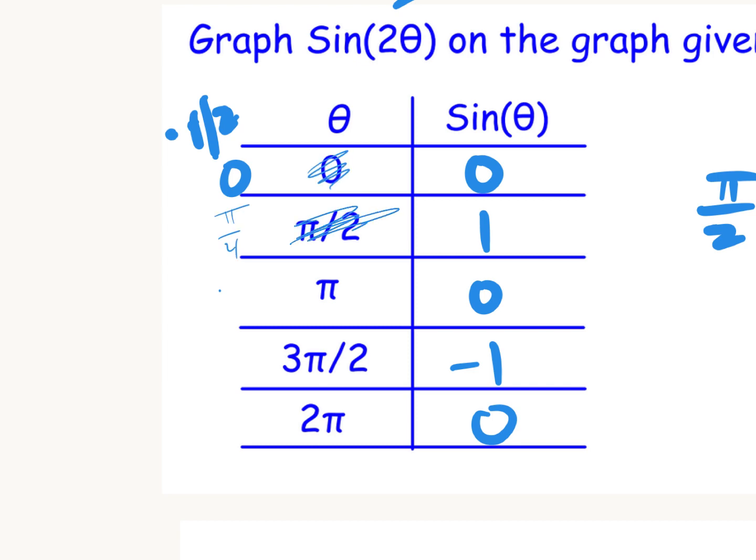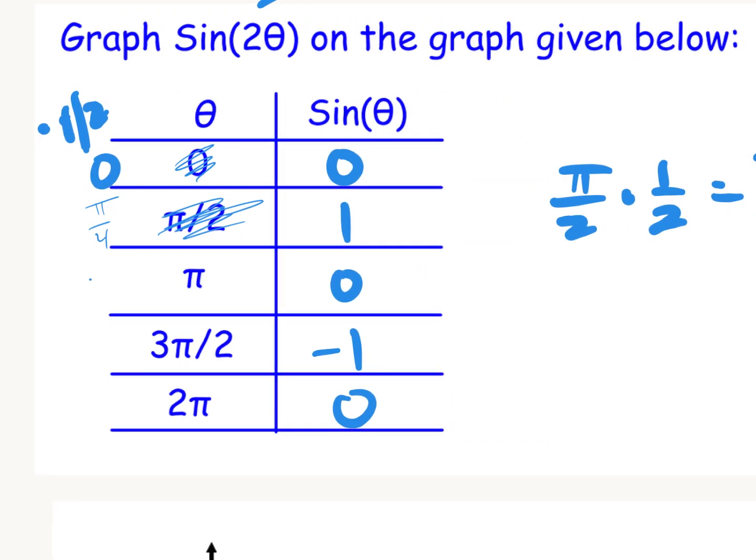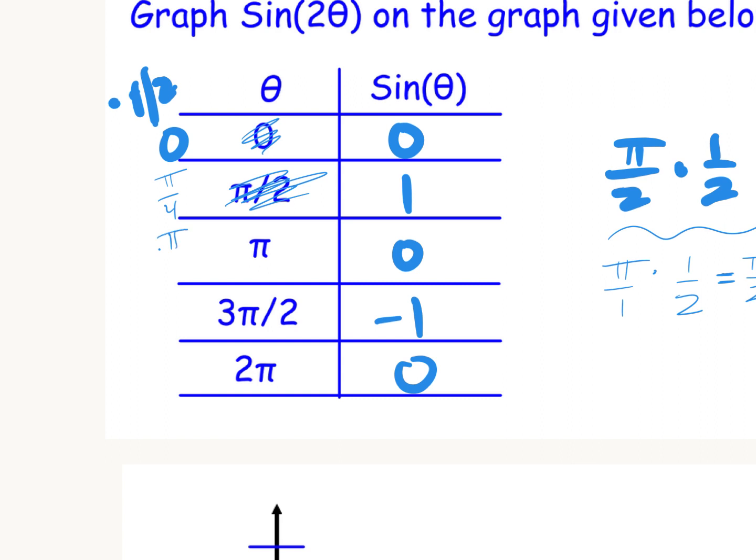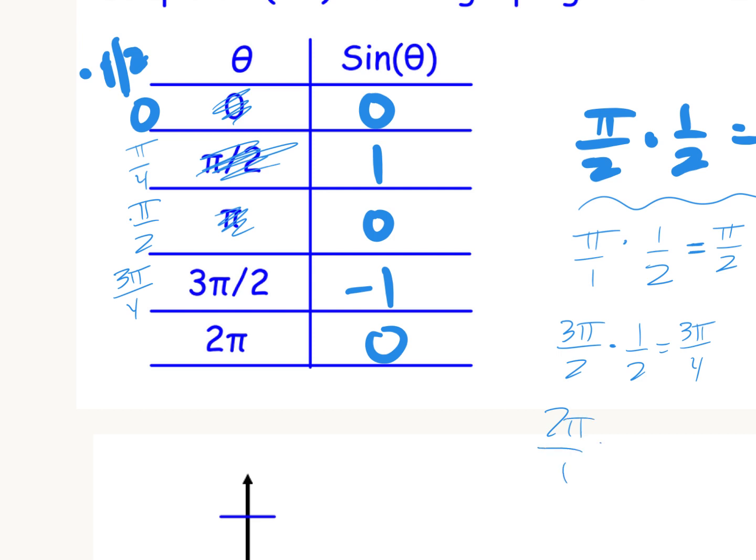Okay, so we're getting rid of 0, we're getting rid of pi halves, and bringing in our new points of 0 and pi fourths. Then the next thing I'm going to do is multiply pi over 1 times 1/2. So this is going to be pi times 1, which is pi, and then 1 times 2, which is 2. So pi is going to turn into pi halves. Out with the old and in with the new. And then 3 pi halves times 1/2 is going to be 3 pi over 4, so 3 pi fourths. And then 2 pi over 1 times 1/2 is going to give me 2 pi over 2, which we could just consider pi, like the 2's divide out.